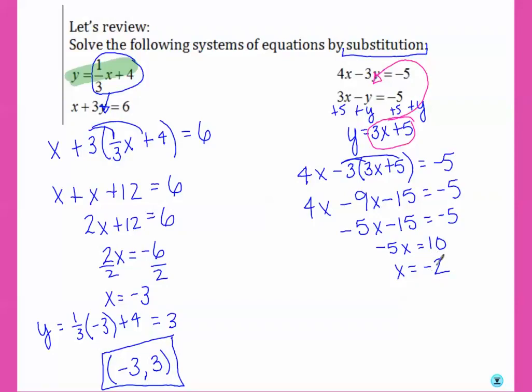Now we're going to plug that in to the equation that was already written as y equals, this one right here. So y equals 3 times -2 plus 5. 3 times -2 is -6, plus 5 is -1. So our solution is -2, -1.